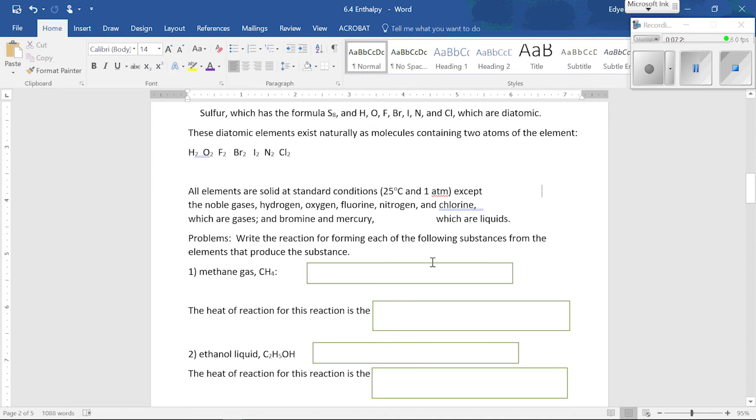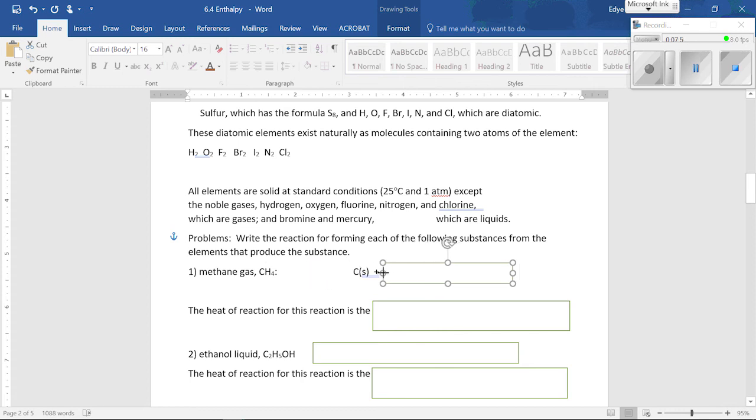Okay, so here's a problem. You want to write the reaction for forming each of the following from the elements that produce the substance. So we have methane, and you look and you say, oh, I've got carbon and I've got hydrogen. How do I write that reaction? Well, carbon, we know, is not one of these things. So carbon is going to be solid. It's not Hofbrinkel or sulfur, so it'll have a single atom. So I will have solid carbon. And then hydrogen. The other element that forms this is hydrogen, and we know hydrogen is part of Hofbrinkel, and hydrogen is a gas. We have to pay attention to who are the gases, who are not.